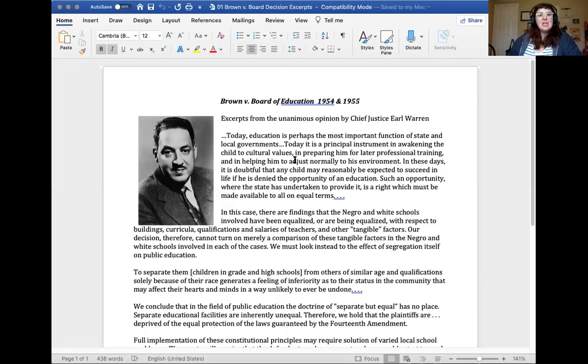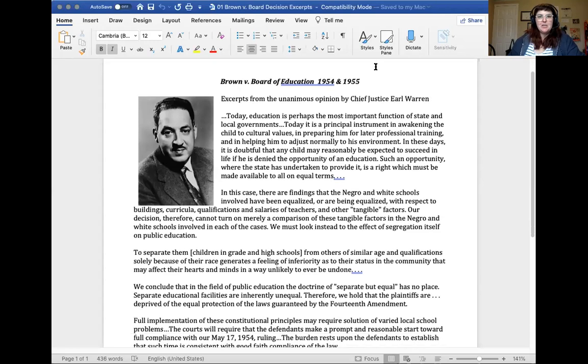Okay. So this is some excerpts from the unanimous decision by Chief Justice Earl Warren. So he says, today, education is perhaps the most important function of state and local governments. Today, it is a principal instrument in awakening the child to cultural values and preparing him for the later professional training, and in helping him to adjust normally to his environment. And these days, it is doubtful that any child may reasonably be expected to succeed in life if he is denied the opportunity of an education.